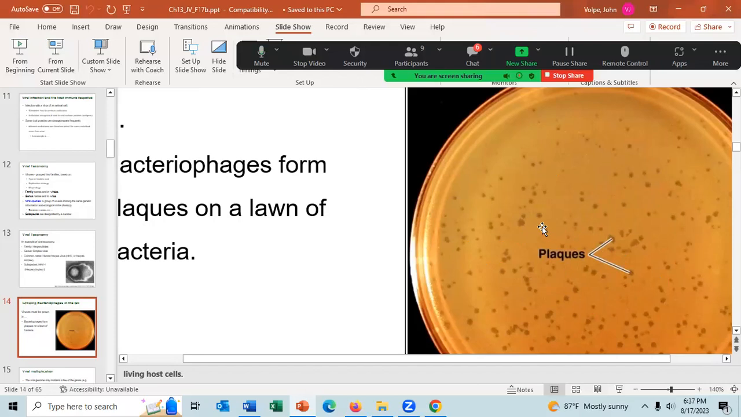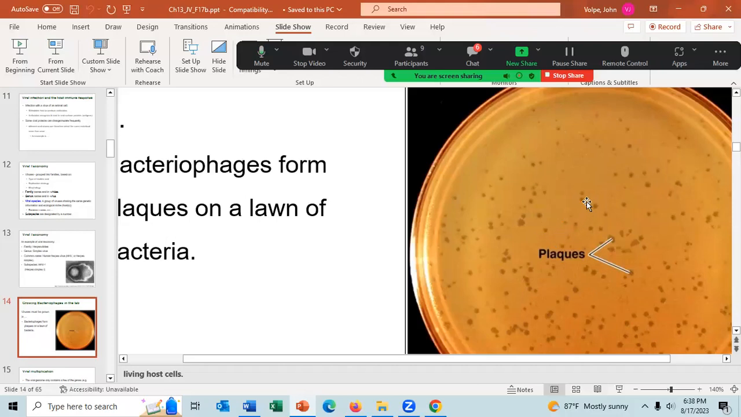If you notice, this plaque and that plaque are larger than that plaque and that plaque. What may have happened was initially when the virus was plated on the plate, this virus here immediately touched a bacteria cell. And so this virus got started right away.